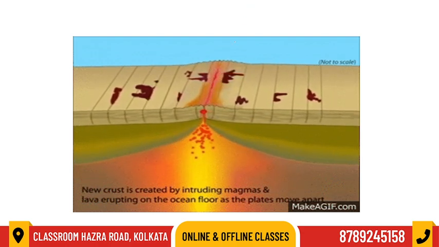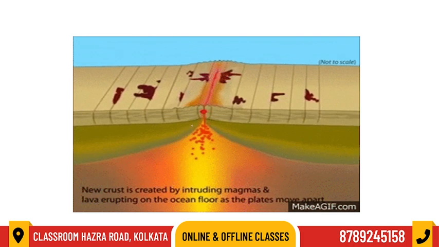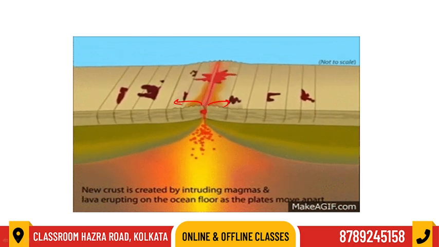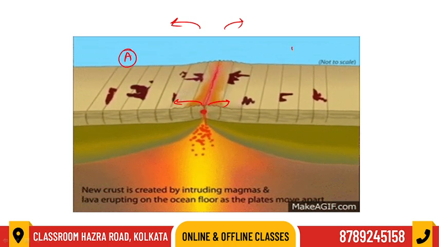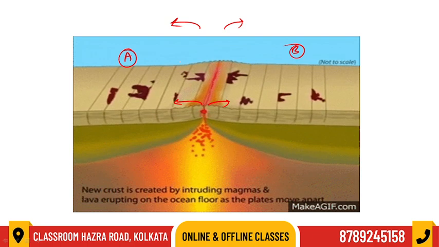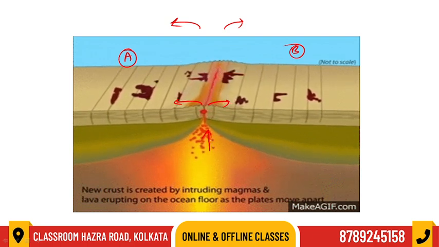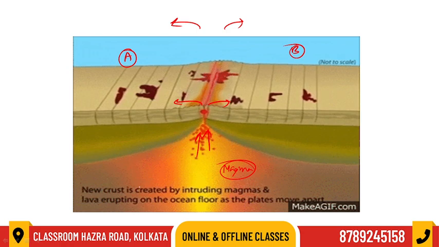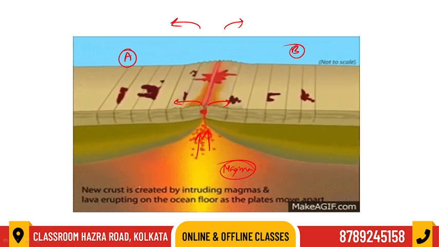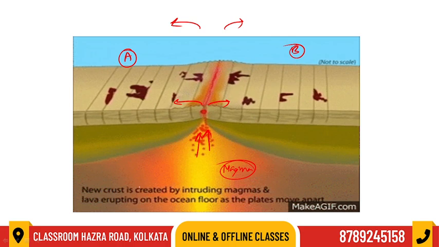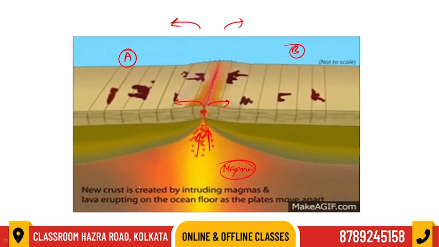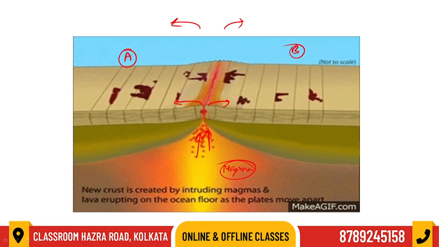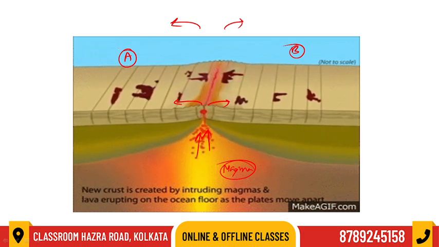As you can see on the screen, the magma is upwelling, and whenever the magma is upwelling, it pushes the two portions to different sides. Let's consider this is A and this one is B. These two plates are being moved due to the upwelling or upliftment of the magma. Magma always wants to come out from the pressure. It always wants to release its energy, and in this diagram you can see how it releases its energy and helps to move this plate.